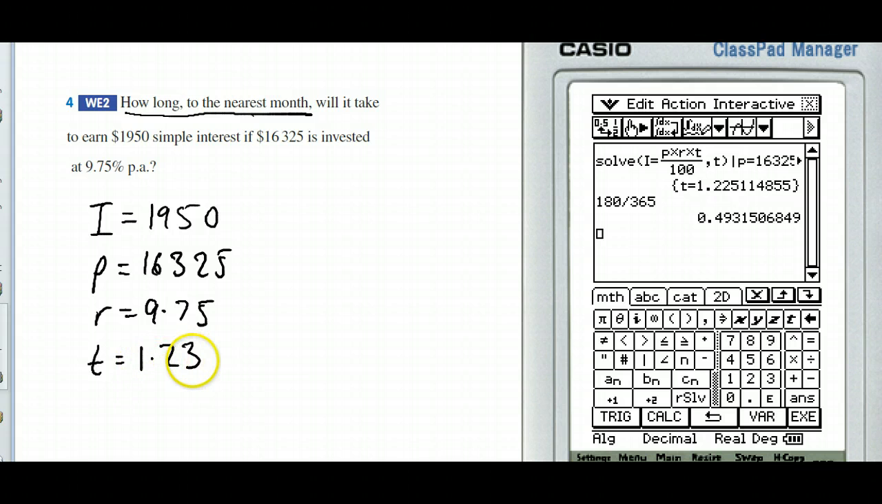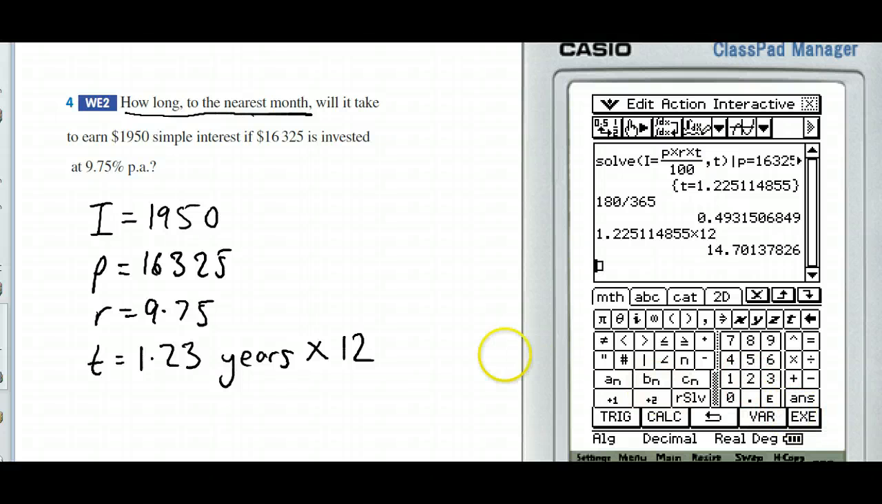Now that's 1.23 years, but we need to give our answer in months. Okay, to do that, if there was 1 year, it would be 12 months. So to convert years into months, we've just got to multiply it by 12, because for every year there's 12 months. So 1.23, we'll drag that number down here, multiply it by 12, and we get 14.7 months.